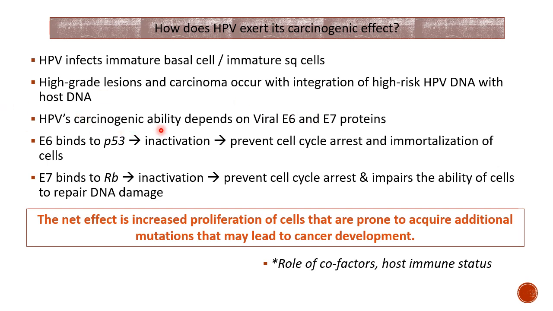The HPV's carcinogenic ability depends very heavily on viral E6 and E7 protein. E6 binds to P53, inactivates it, prevents cell cycle arrest and immortalization of the cells. E7 binds to RB, inactivates it, and prevents cell cycle arrest and impairs ability to repair DNA damage. So this is a net effect that you get, and there is of course additional role of cofactors such as presence of co-carcinogens like smoking we mentioned earlier, or reduced immunity. So these are all states within the body that will assist in the progression of dysplasia into subsequent carcinoma.